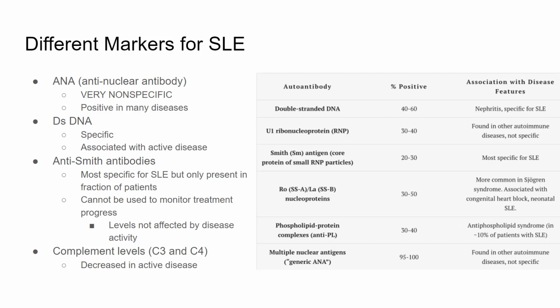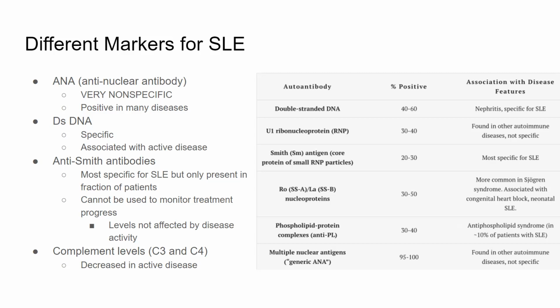That is different from anti-Smith, because anti-Smith is present in only a small fraction of patients. None of these patients are going to be perfect. None of them are actually going to have all of these markers, but in a perfect world, they would have an anti-Smith antibody. But you can't use an anti-Smith antibody to monitor treatment because it doesn't change with different severity of disease. It will just be present if they have the disease, not present if they don't. So if they ask you what marker to monitor in order to see if treatment is being successful or not, don't pick anti-Smith because it doesn't change with different disease activity.